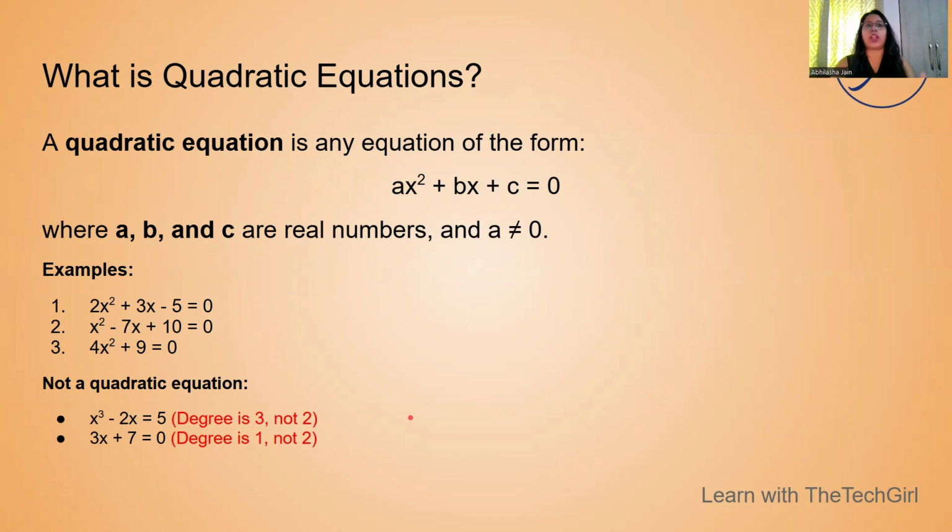Let's start with the basics. What exactly are quadratic equations? A quadratic equation is any equation in the form of ax squared plus bx plus c equal to 0, where a, b, and c are real numbers and a is not equal to 0. Why is it important that a is not equal to 0? Because if a is 0, then this term will become 0, and then this will be nothing but a linear equation.